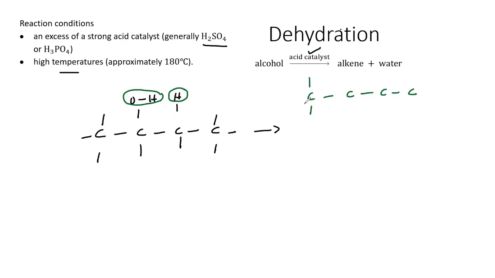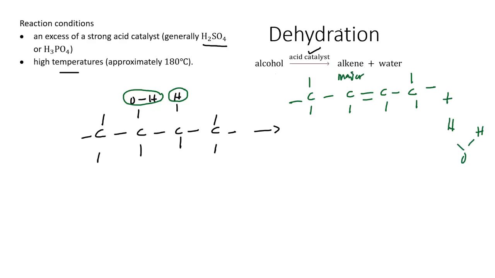When I remove the OH and the H, what do I replace it with? A double bond. And what else do I have? I have water that comes out from that particular reaction. As you can see for yourself, I've got an alcohol and I'm removing water from it. This becomes my major product.